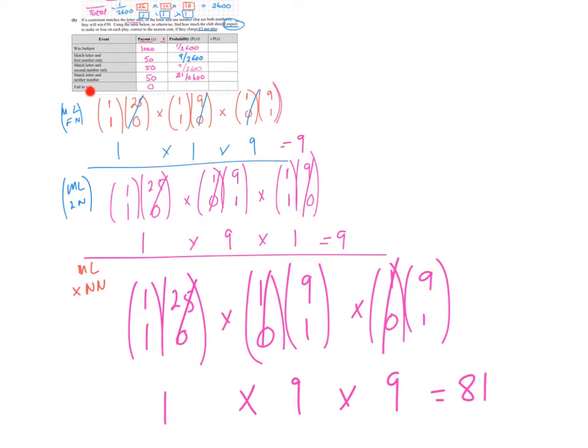The last one says fail to win, and we've got 0 here. We know the payout is 0. So I'm actually not going to bother working that out, because obviously when you multiply anything by 0, you're going to be left with 0.